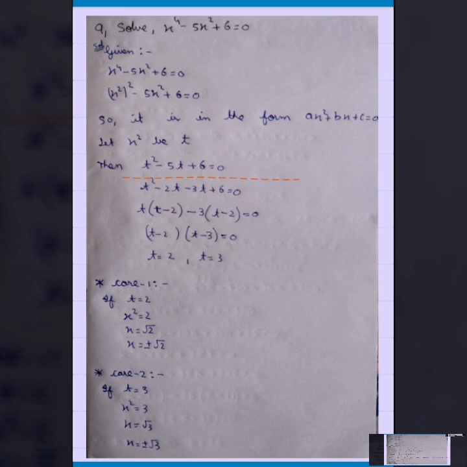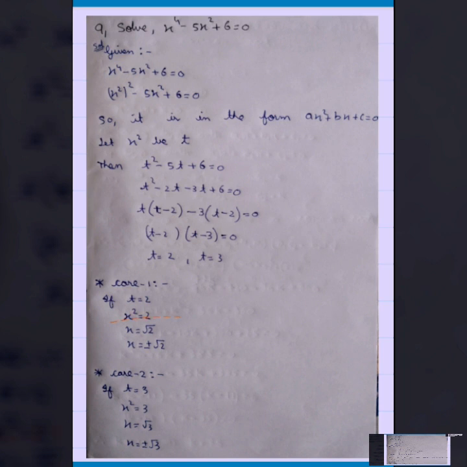If we do factorization, we get t square minus 2t minus 3t plus 6 equal to 0. Taking t common, we get t into (t minus 2). Taking minus 3 common, we get minus 3 into (t minus 2) equal to 0. So (t minus 2) into (t minus 3) equal to 0. So we got t is equal to 2 and t is equal to 3. In case 1, if t is equal to 2, so what is t? It's x square.